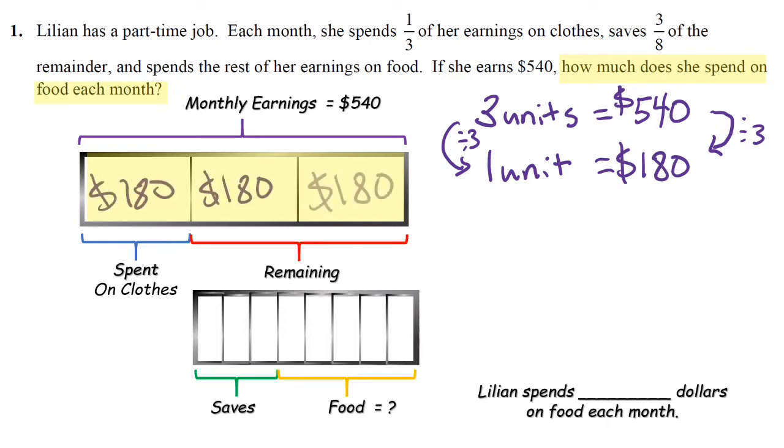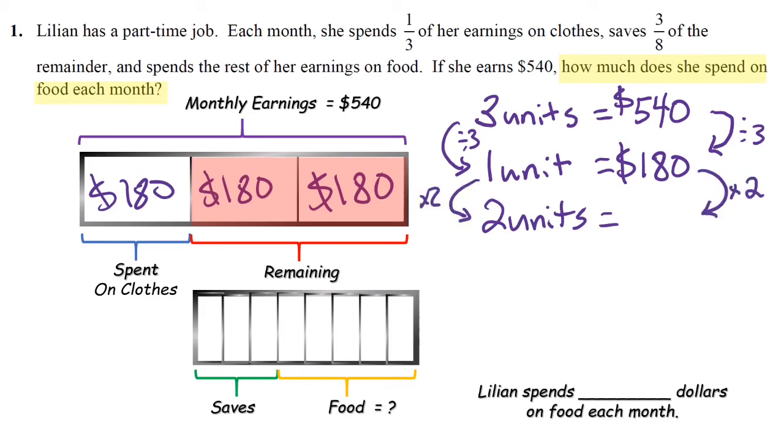Now that tells me what each of these boxes are worth. They're each worth $180. I like to write it in the box because it helps me. Now I can see that the remaining is 2 of those boxes. So those 2 units are both worth 180. So together, if I double it, I will get 360, which is the amount that was left over. That's the remaining amount. It's $360. I doubled the 180 to get that because it's worth 2 of them.